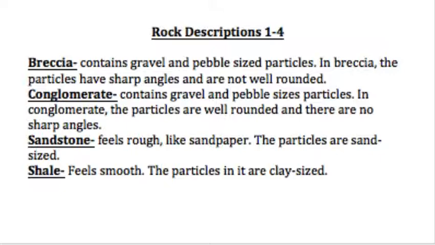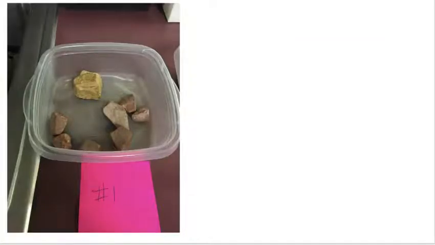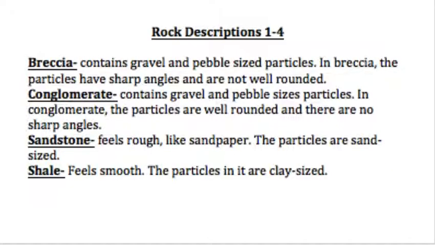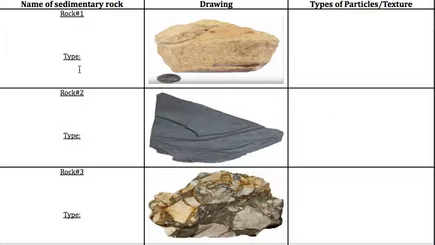So, go get rock number 1. Look at it. Make your observations. Make your drawing in the chart here. Name it from these descriptions here. And then tell me, is it clastic, organic, or chemical in this section here. Okay? Pause the video, work your way through the first 4 rocks. Click play when you're ready to begin.